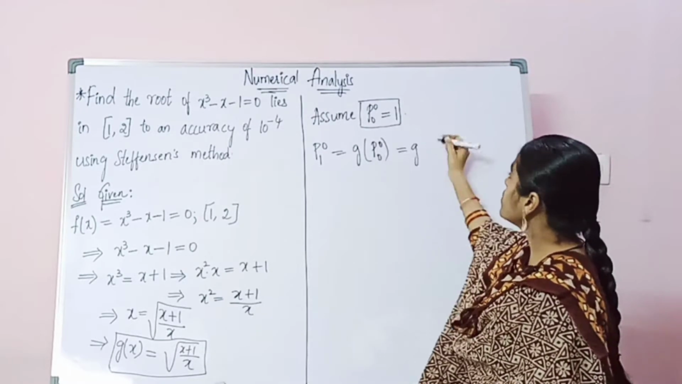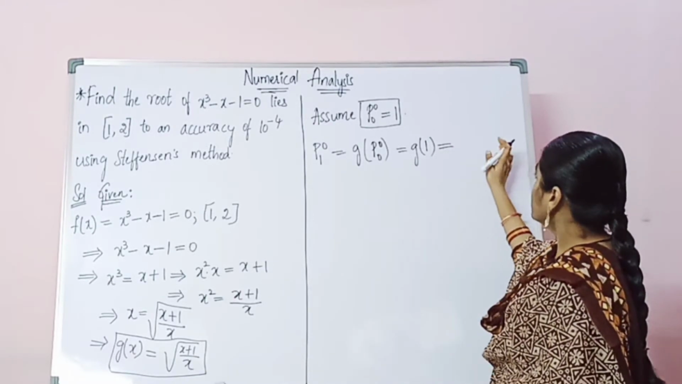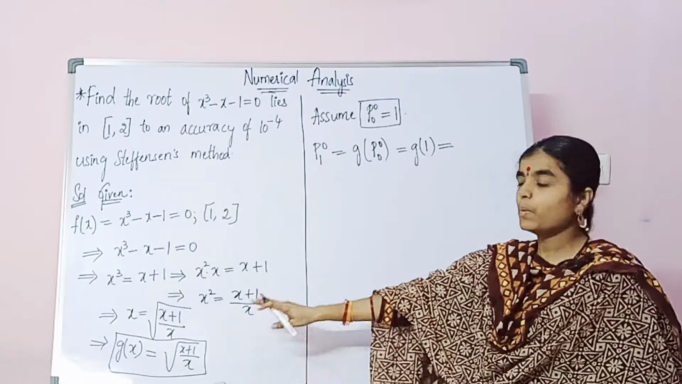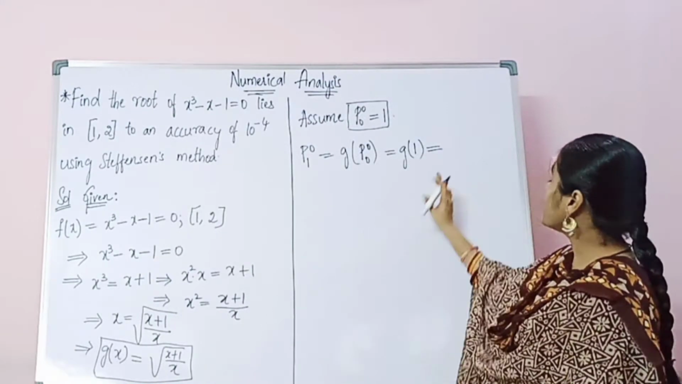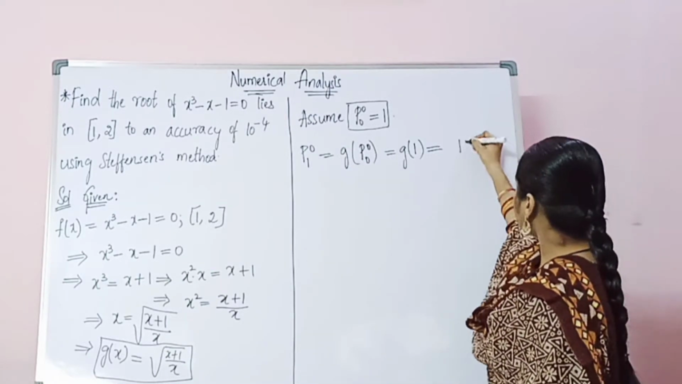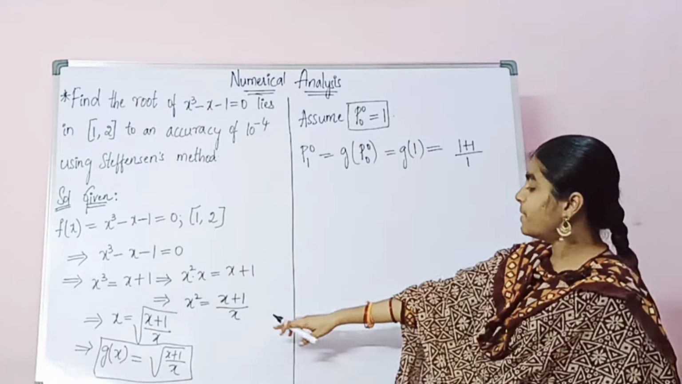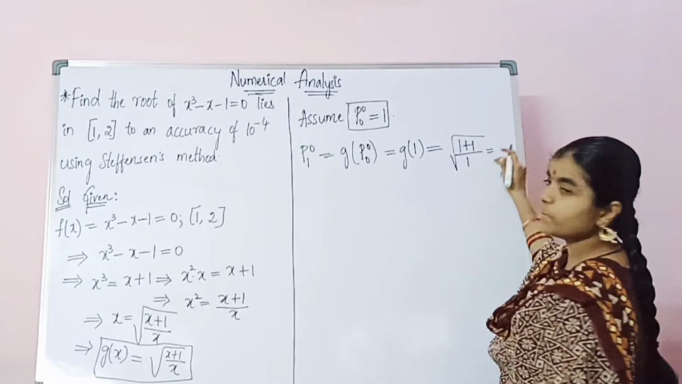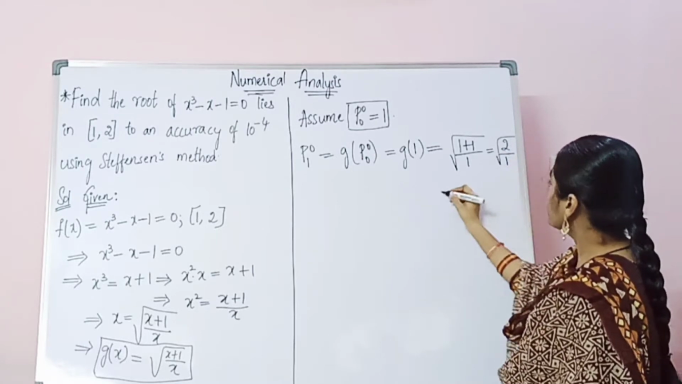P naught power 0 means 1, which is equals to, what is g here? In the place of x we have to substitute 1. What is g of x here? G of x equals to under root x plus 1 by x. So in the place of x, what we are substituting? 1. So 1 plus 1 by 1. X means 1 here. 1 plus 1 as it is by 1 under root, which is equals to 1 plus 1 is 2 by 1 under root, which is equals to root 2.